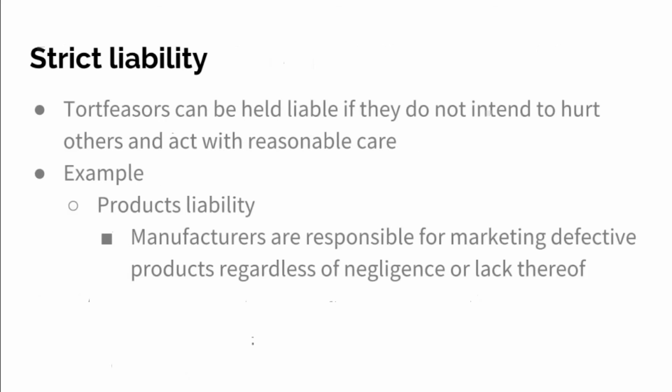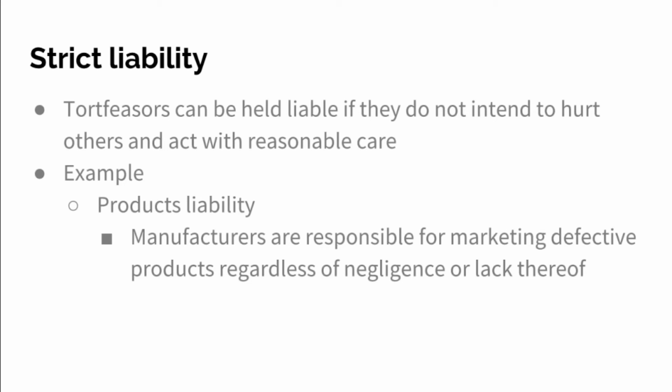Now we shall move into our third category of torts, and that is strict liability. This one's really interesting because it says that even if tortfeasors don't intend to hurt people, and even if they act without negligence, so with reasonable care, they can still be held responsible for injuries that occur to individuals. This might seem a little weird at first because if you don't try to hurt someone and you act in a way that wouldn't hurt someone, how can you still be held responsible for hurting someone?